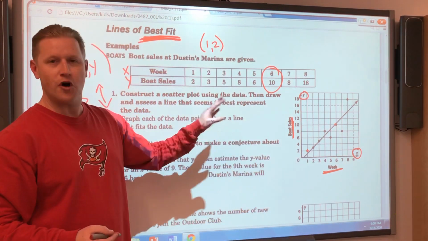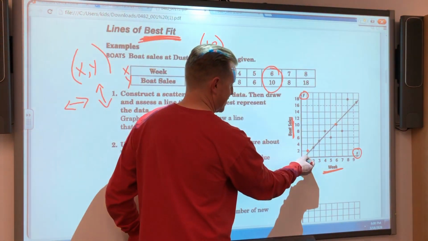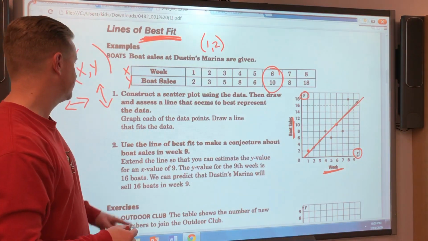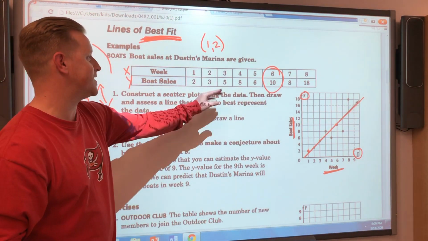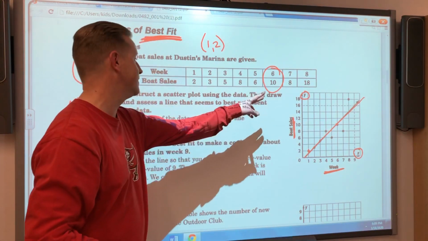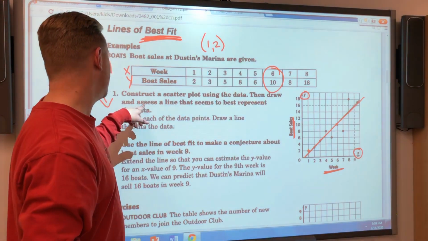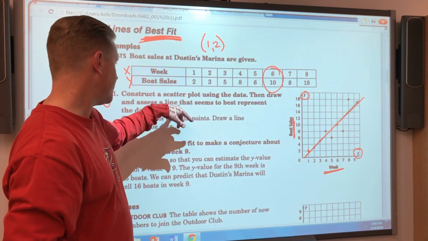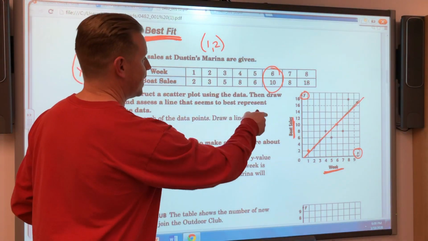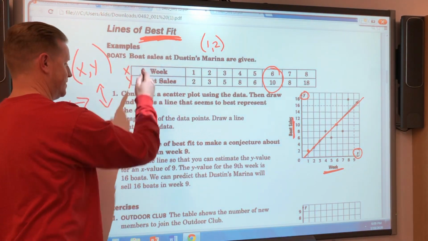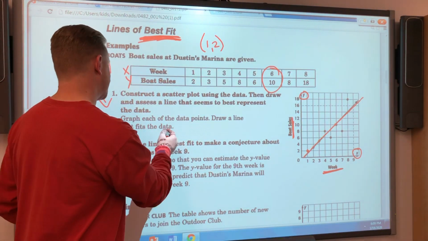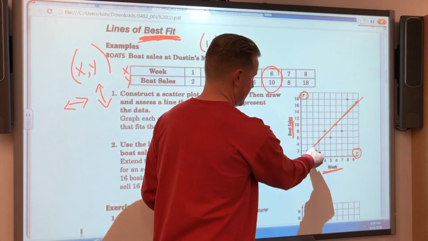Line of best fit. With all those graphed, it is estimated that the best fit of a line is right about here. Construct a scatter plot using the data. We did that. This is all made for us. We plotted every set. Then draw and assess a line that seems to best represent the data. That is our line of best fit. Graph each of the data points and then draw the line that fits the data. Done. That is all we are doing.